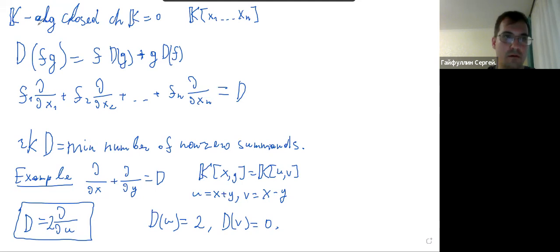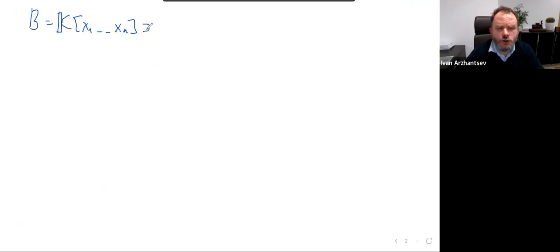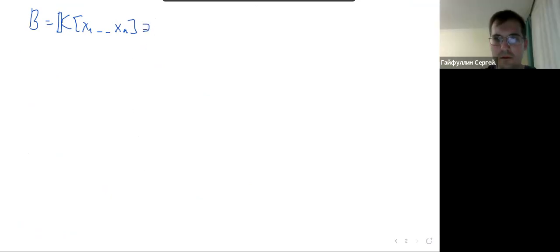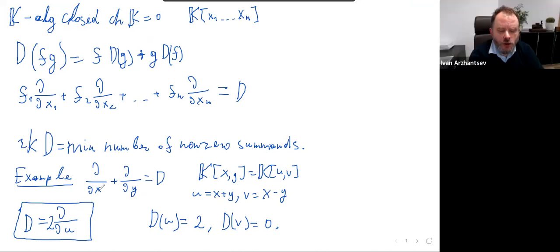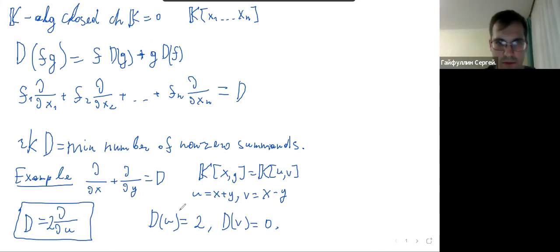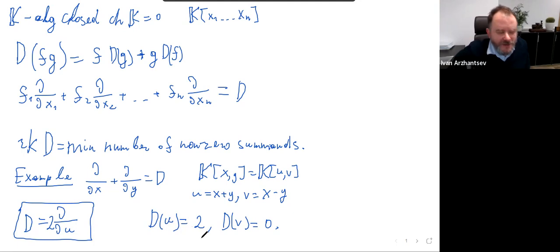This definition can be restated in another way. Let me denote by B the whole polynomial ring. And why do you have this 2 in this previous example? How does this coefficient 2 appear? I apply D to u, D of u is equal to 2. Right, 1 plus 1. Okay, sorry, I see.